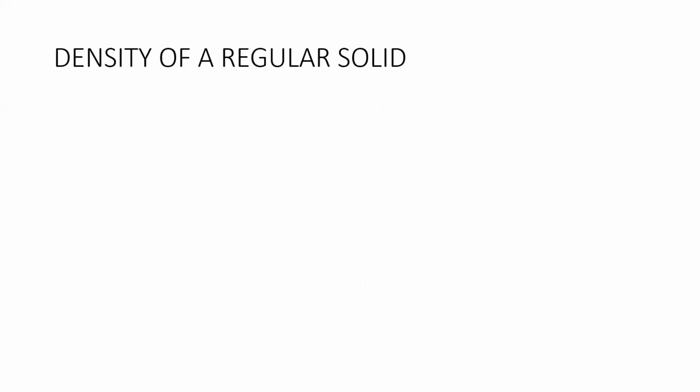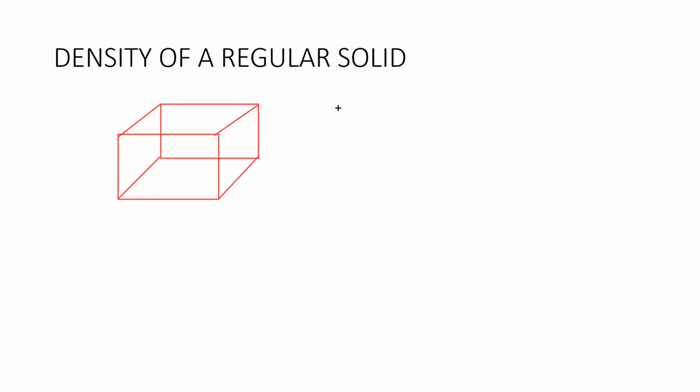Now, a simple experiment to find the density of a regular solid. What is the meaning of regular solid? The term regular solid means it has a definite shape. Like you can have a cuboid, you can have a cylinder, or you can have a sphere. This we did in the first session, how to get the volume.